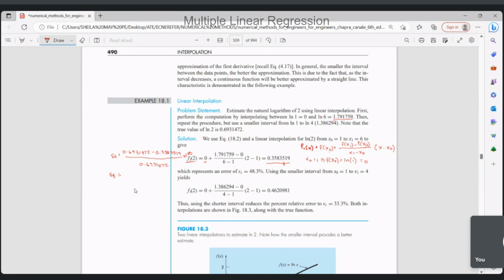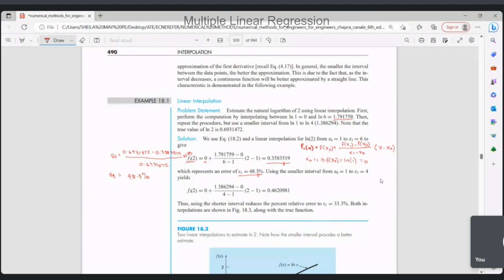So that's 48.3%. Muna siya ang 48.3. Okay. Next is, ang gipangayo sa problem, then repeat the procedure but use a smaller interval from ln of 1 to ln of 4. Okay.